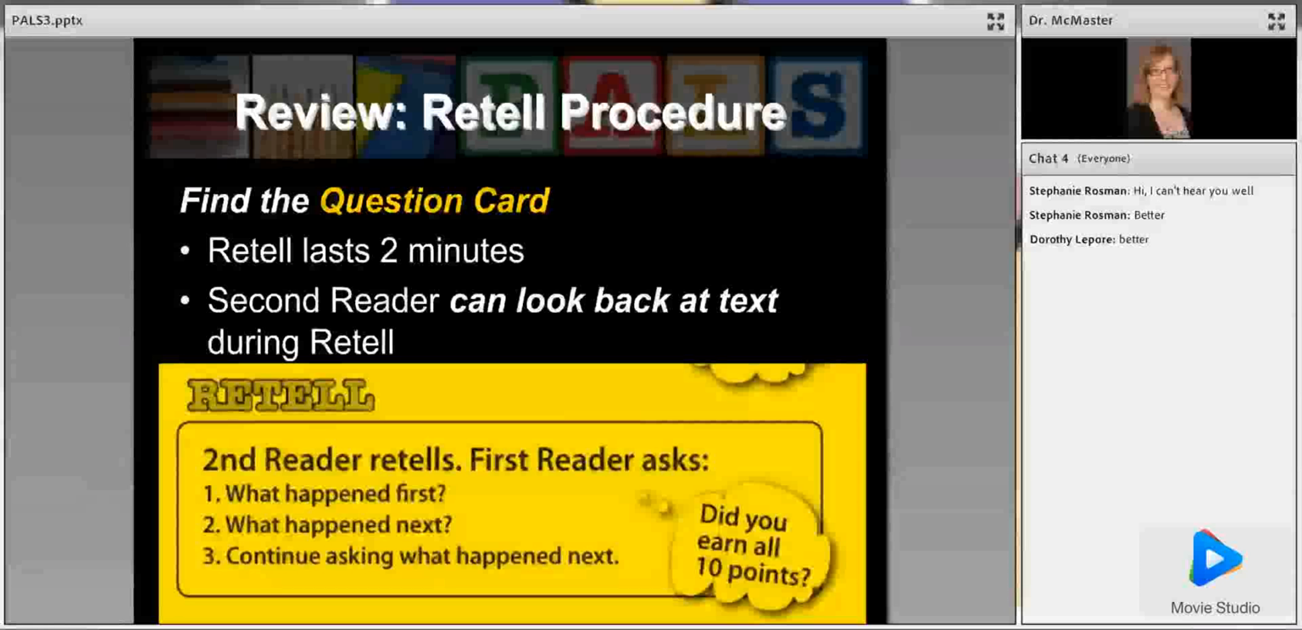It's the second reader who does the retell, with the first reader listening and providing any information that the second reader couldn't remember. Now this question card is in a packet of materials that we shared last time on the website, so you should be able to find it under last session's link. I'll refer to this question card more later today, so you might want to pull that out. After the readers do the retell activity, they decide whether they earned 10 points, and if they did, they mark that on their point sheet.